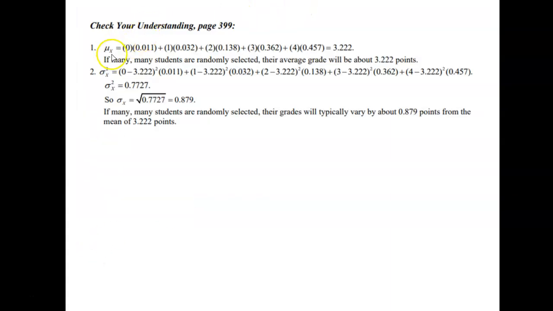So the expected value, mu sub x, would be each of the probabilities times their x values, and then we added them all up. And this time they went ahead and wrote them out because there's only 5 of them. And then it came out to 3.222. I hope you got that. So to interpret that, remember this is the many, many, many part. If many, many students are randomly selected, their average grade will be about 3.222. Don't you just love stats? Like, about, if this happens, in the location of, nothing's ever said so severely that it's the absolute truth, but that's life.